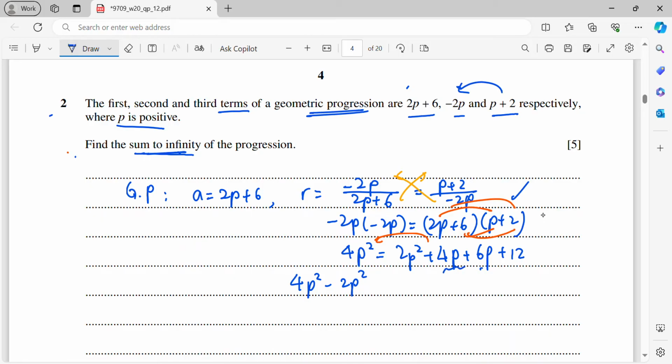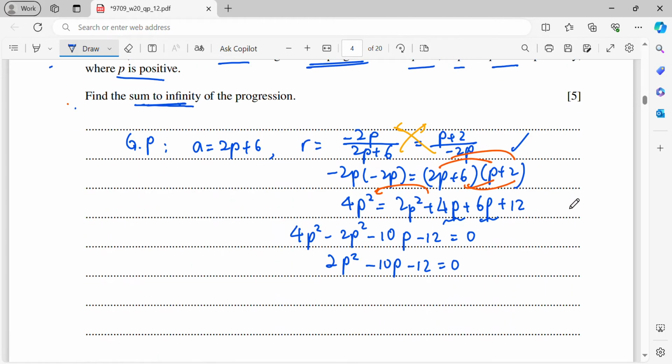Here 6p plus 4p will be 10p, so I will move to the other side because negative 10p. Then the 12 move to the other side is negative 12. Then from here it will be 2p squared minus 10p minus 12 equals to 0. And now just divide the whole equation by 2. Then you will be getting p squared minus 5p minus 6 equals to 0. And now you factorize this.